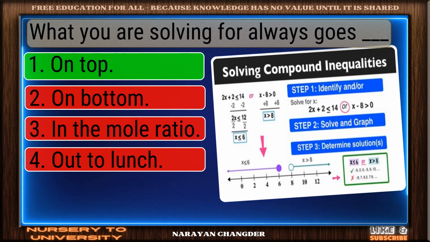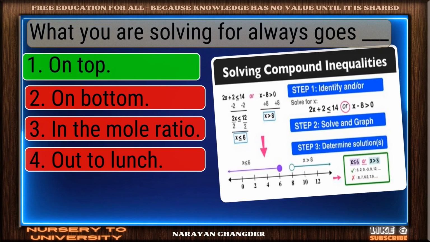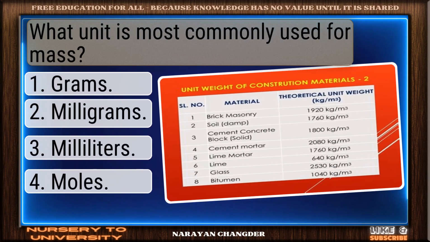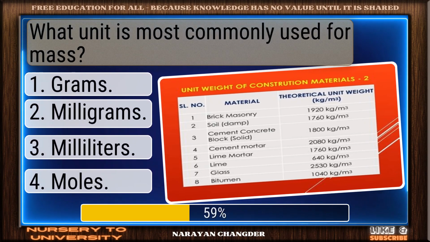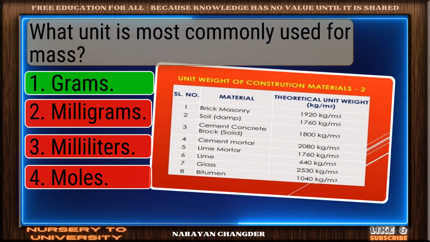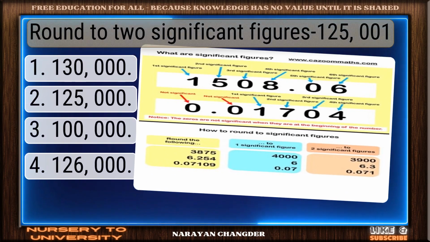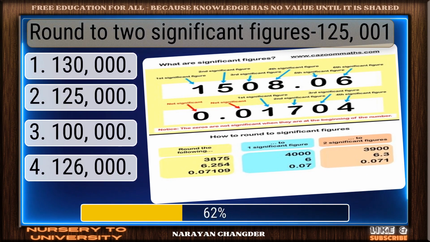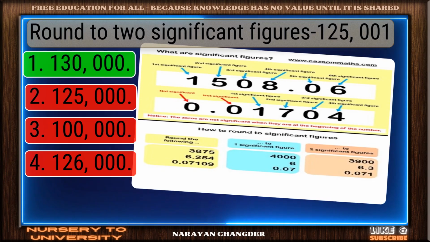Clear logic. Your choice, on top, is sound and 100% true. What unit is most commonly used for mass? Solid response. Grams is a valid choice. Round to 2 significant figures 125.01. Excellent. 130,000 is a brilliant choice.